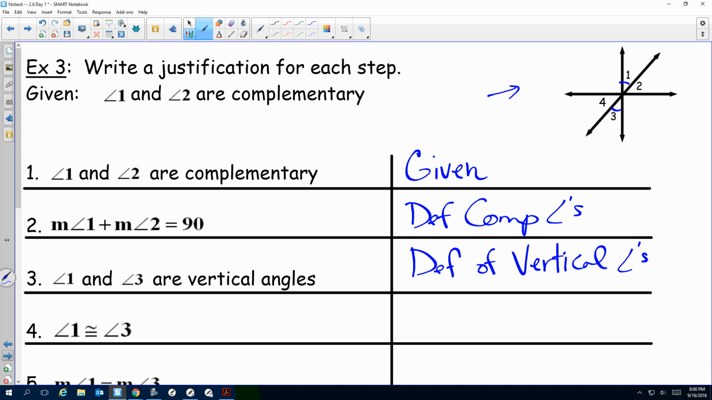Vertical angles are formed when lines are intersecting and they are opposite each other. Now, angle 1 is congruent to angle 3 because that we get from our vertical angle theorem.